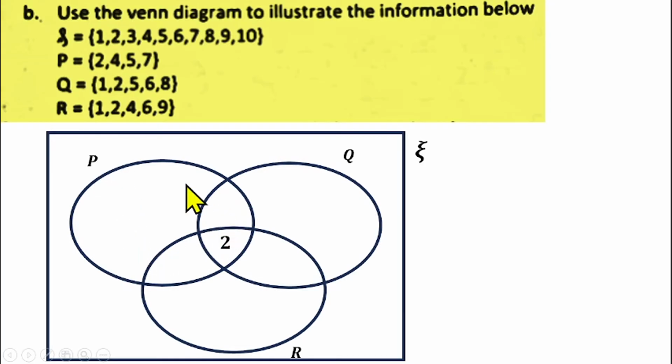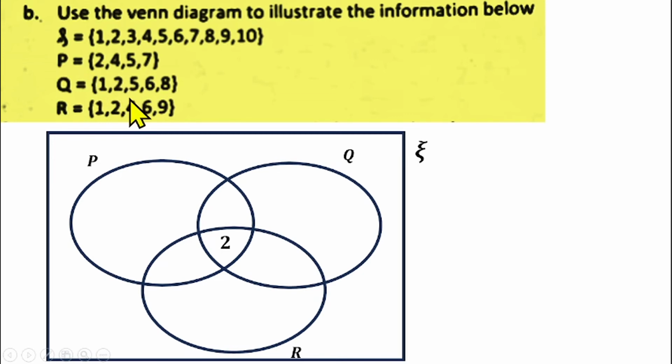Then from there, let's find the intersection between P and Q, which is this point here. The intersection between P and Q only. So P and Q, what they have in common, they have 5. There's 5 here, there's 5 here.